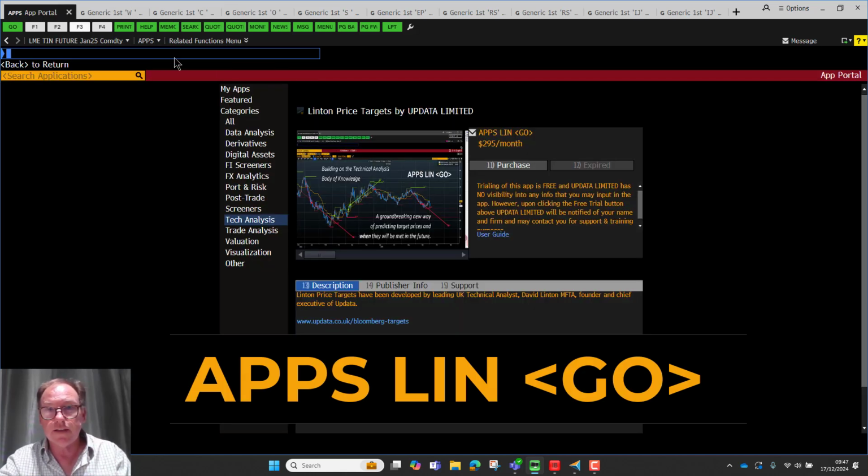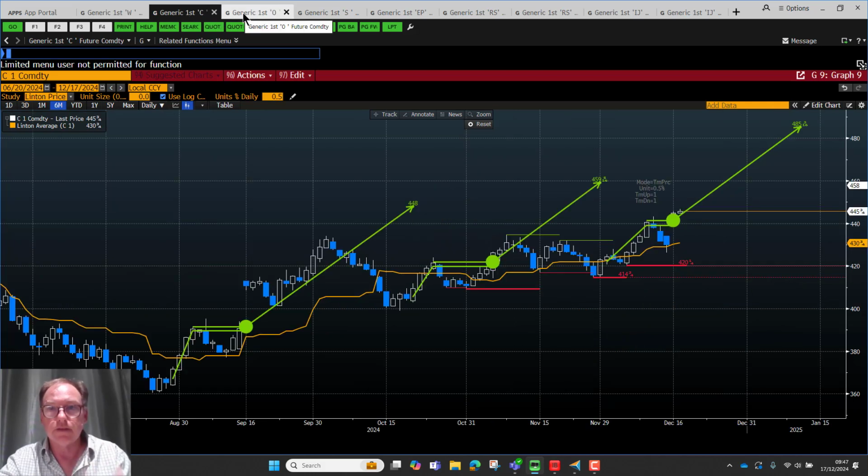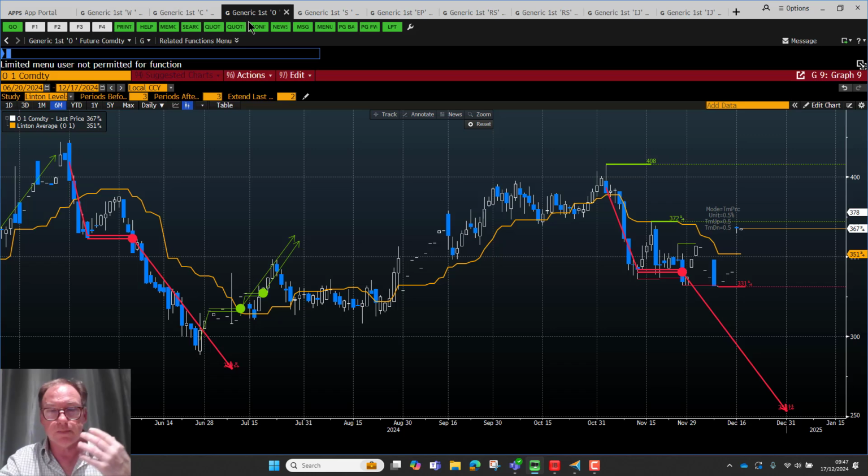Remembering that if you want to get these targets, just go APPS LIN go, and you can add these onto any Bloomberg chart, and then you can see the price projections into the future. As I say, it was derived from point and figure, an old technique, reimagined, putting these targets onto time-based charts.